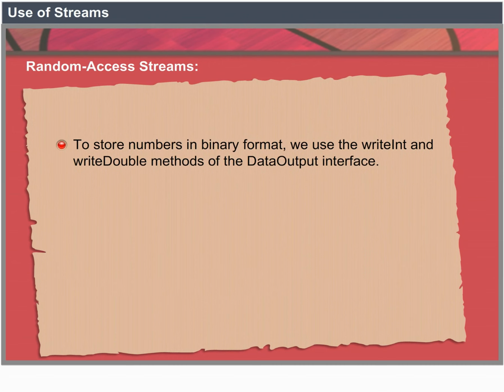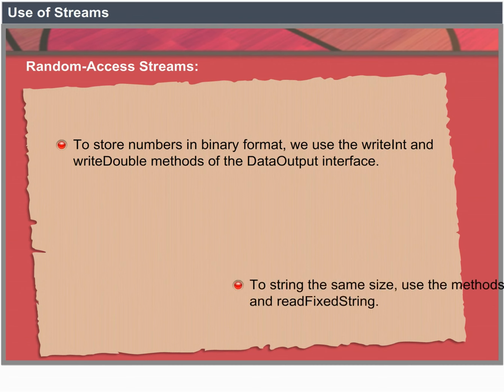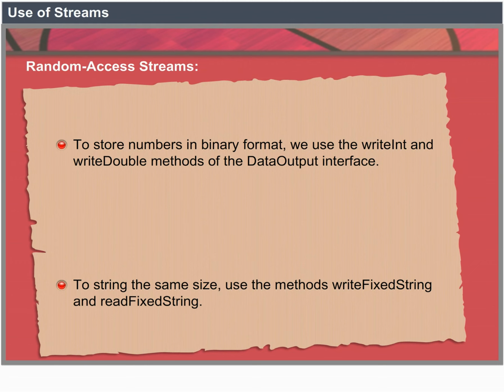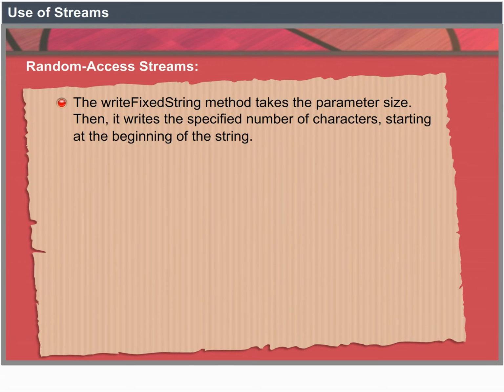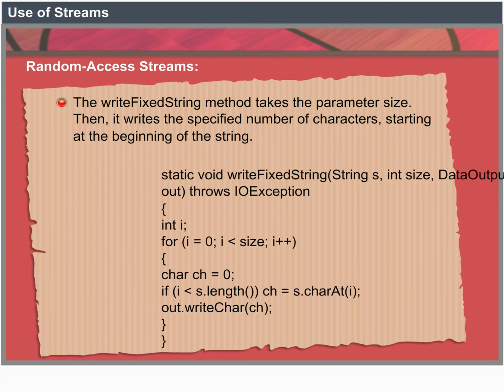To store numbers in binary format, we use the writeInt and writeDouble methods of the DataOutput interface. To store strings of the same size, use the methods writeFixedString and readFixedString. The writeFixedString method takes the parameter size. Then it writes a specified number of characters starting at the beginning of the string.